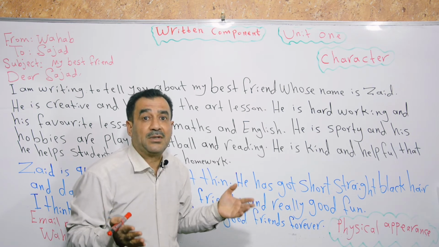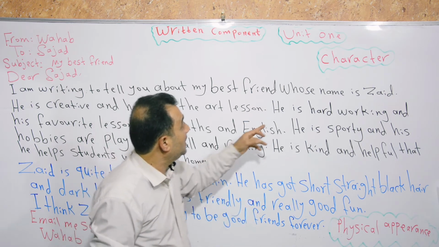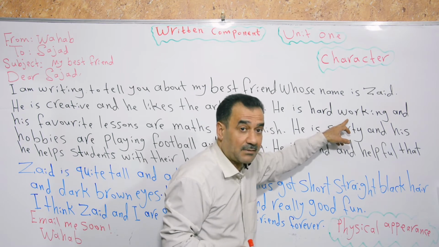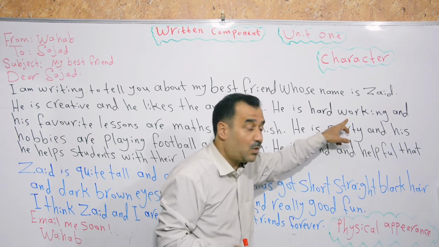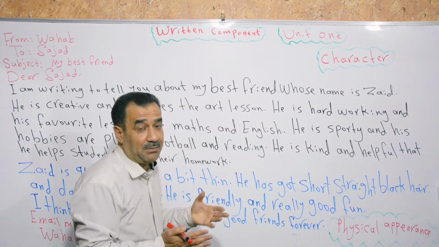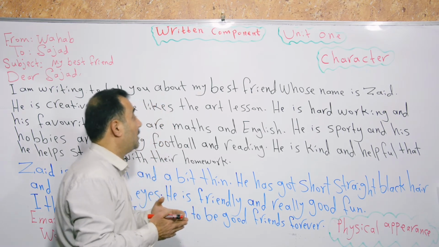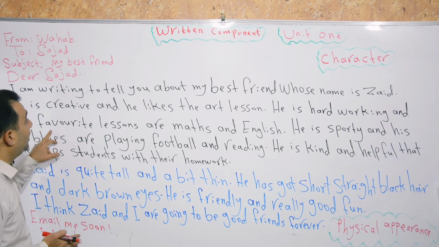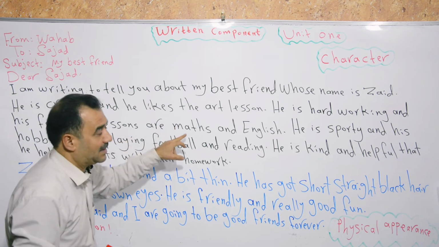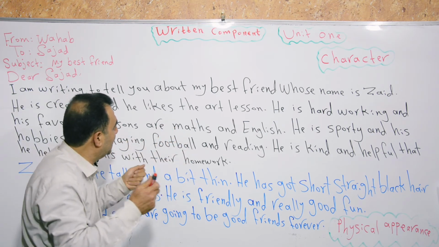Another, how is he in the class or in school? Which subject is he good at? Now, he is hard working. He is hard working. I mean what? I mean he is good at his studies. He is good at, for example, his favorite lessons are maths. What did the writer do?